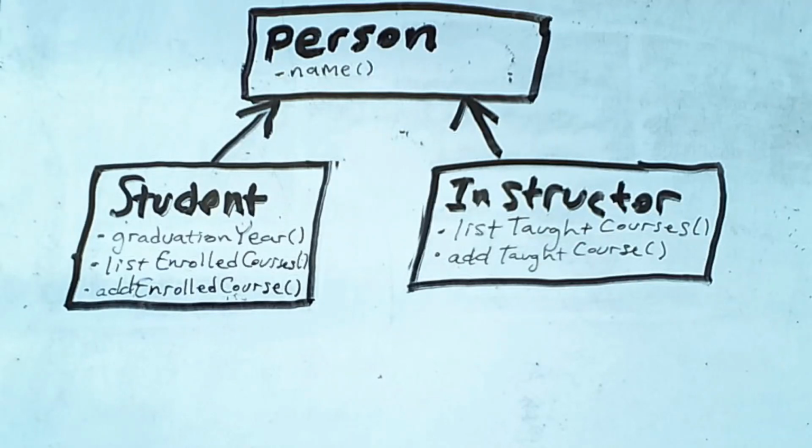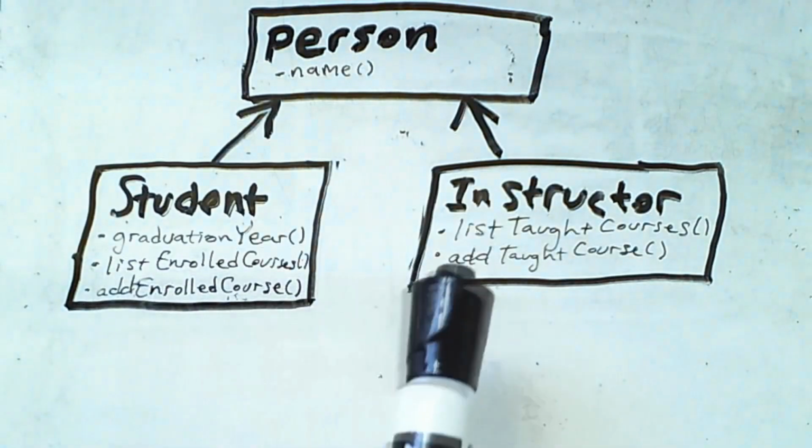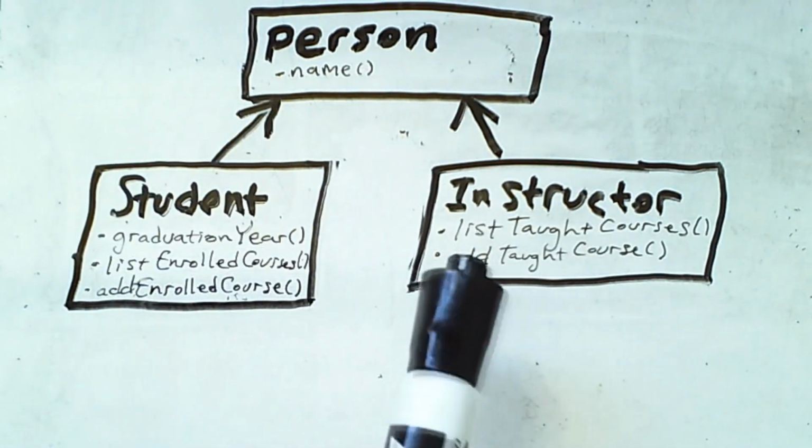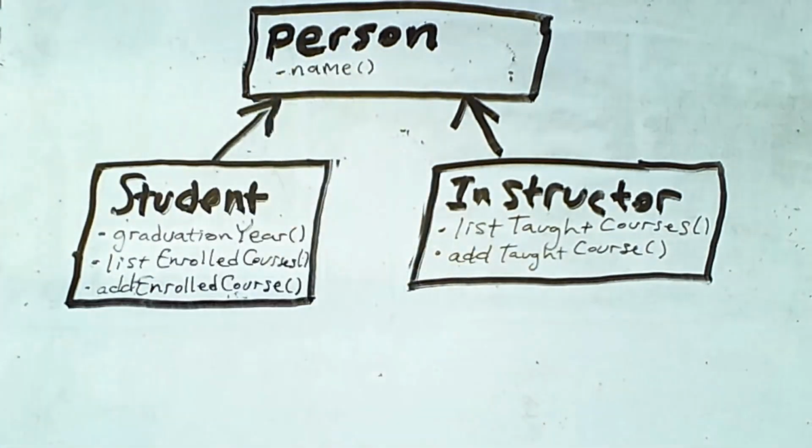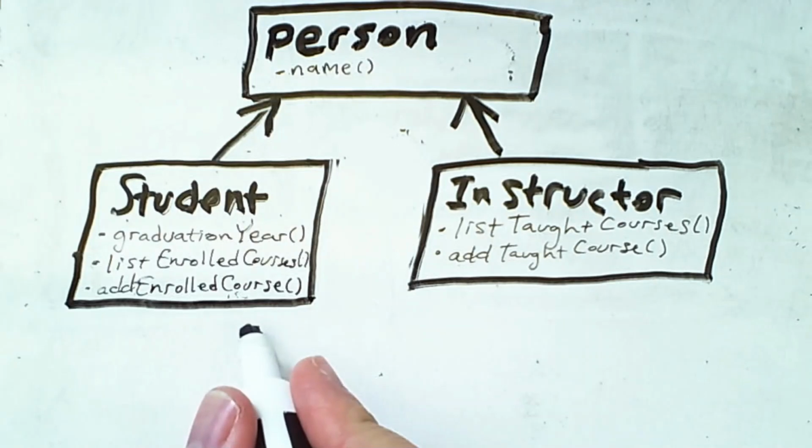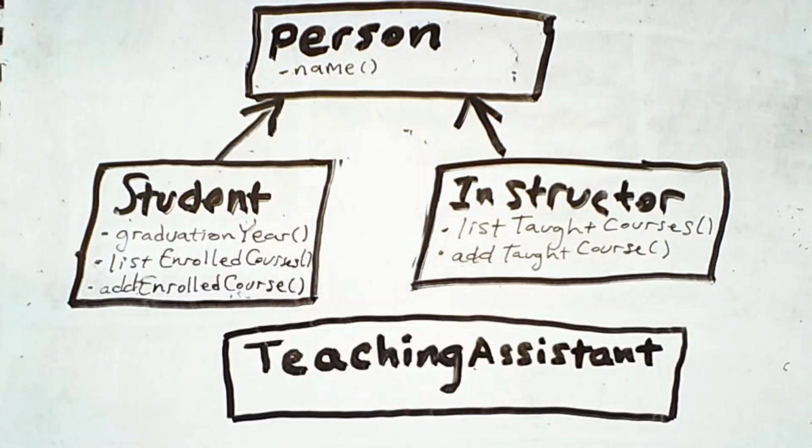The last video used inheritance to derive a student class and an instructor class from a common base person class. This video will introduce a new class called teaching assistant. The teaching assistant is like a student in some ways because most teaching assistants are graduate students. However, a teaching assistant is also like an instructor in several ways.